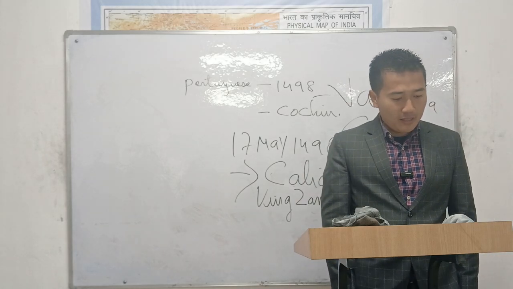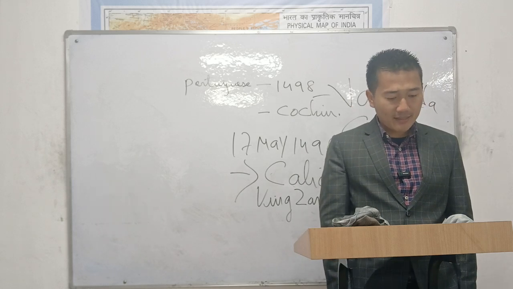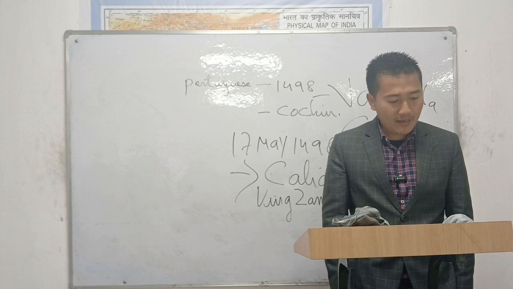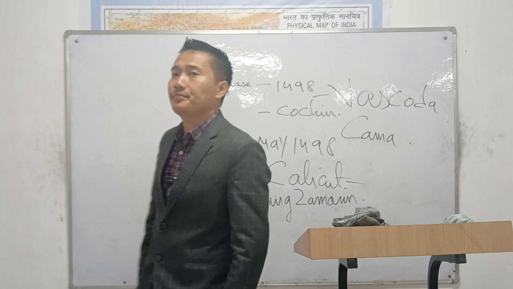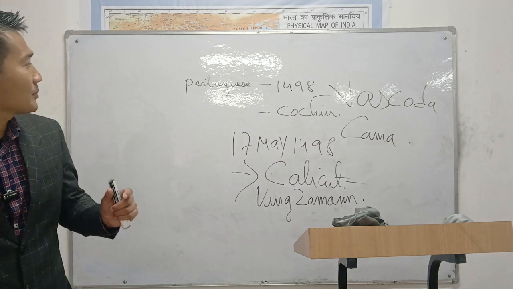Vasco da Gama came to India on 17 May 1498 and settled in Calicut, which is in present day Kerala. And King Zamorin, the ruler of Calicut, happily accepted him. King Zamorin, Z-A-M-O-R-I. So this is the king who accepted Vasco da Gama.